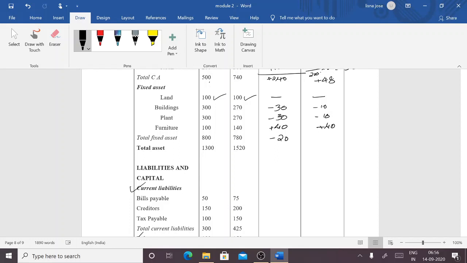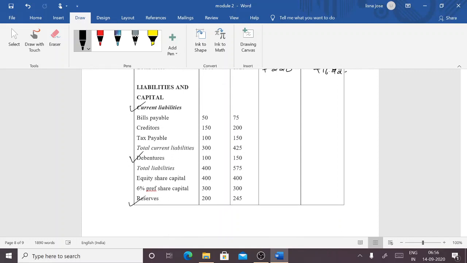And what is the percentage of this? 2.5 is the percentage. And then you need to calculate the total of this. So you can add all these things. That means 220. And here the percentage becomes 16.92. Okay, so the same thing that you need to do for the liability part also.